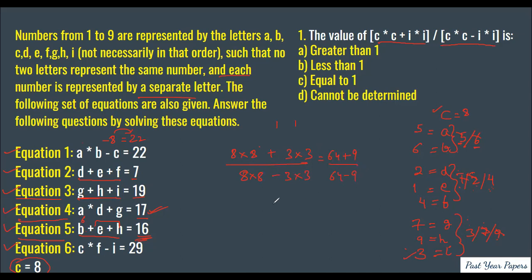What is 64 plus 9? 73. What is 64 minus 9? It is 55. So I can clearly see that this is an improper fraction, and the value will be greater than 1. We have to choose one answer out of these 4. So the value is definitely greater than 1. It can't be less than 1.